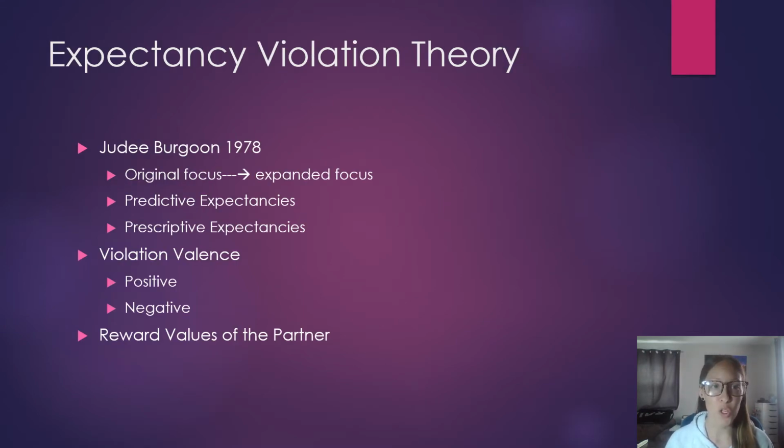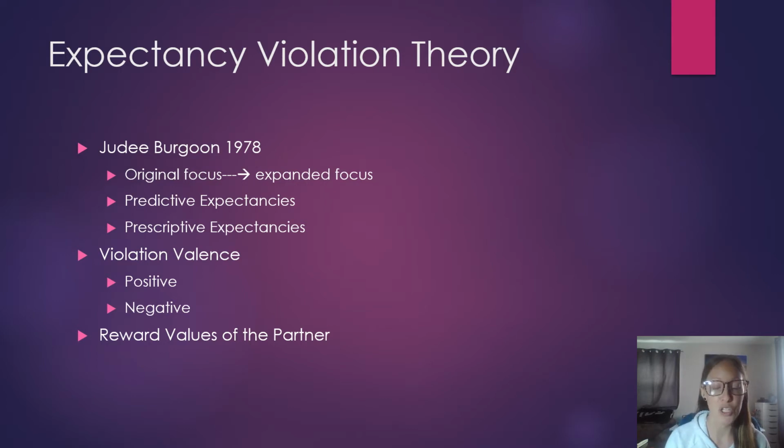Next, we will go over Judy Burgoon's expectancy violation theory. First, Judy Burgoon herself is a professor of communications, family studies, and human development at the University of Arizona. She originally developed this theory in 1978, and the original focus of the theory was on violations of personal space. The downside of the original theory focus was that it was very one-sided, and it did not account for reciprocity within interpersonal communication. When she did finally expand her theory, and there's been all kinds of spin-offs, and it's fantastic, there's a lot that goes into it.